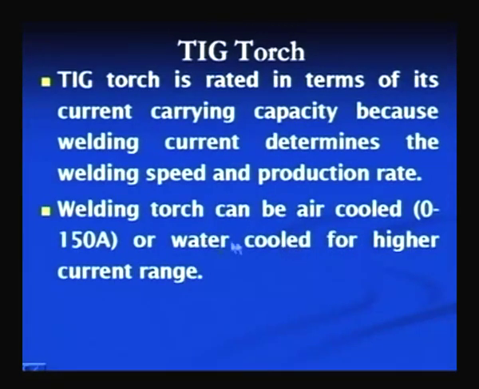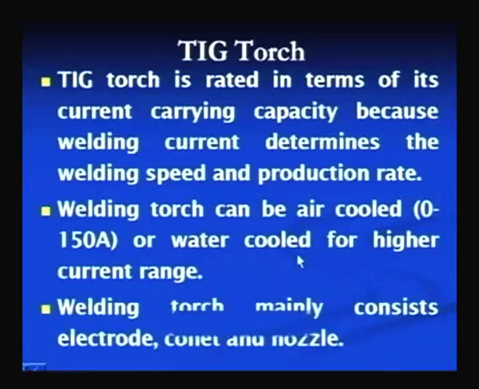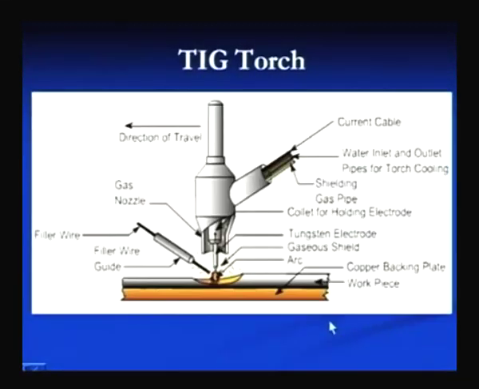So, torches can be air cooled or water cooled type depending upon the current carrying capacity of the welding torch. The welding torch mainly consists of the electrode, collet and the nozzle. Each component of the torch has to perform a specific function. Before going into the functions, we can see the details of the TIG torch.